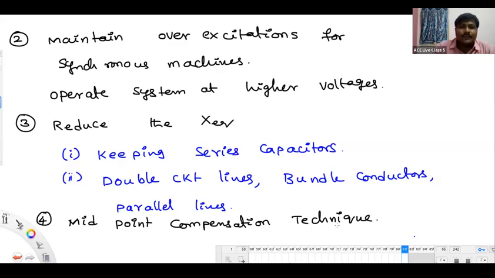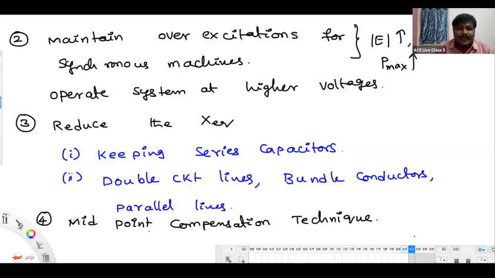The second point I am saying is simple. If you are maintaining higher excitation for machines, in the sense excitation EMF E will be high, then maximum power transfer will be greater, right? Then definitely system stability is increasing. Excitation is more means maximum power transfer capacity is more, so system stability will be more. Okay, next thing.